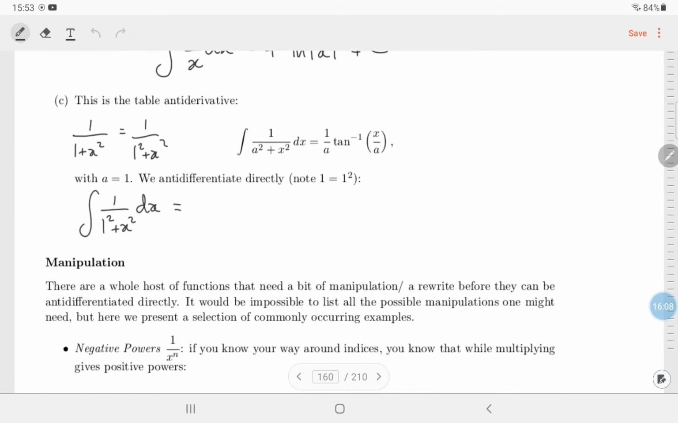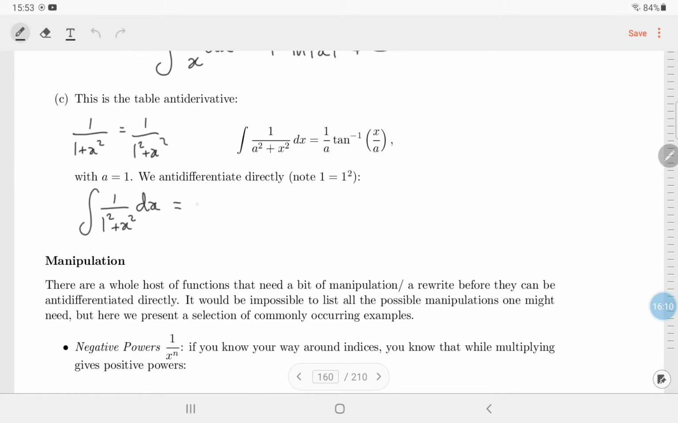Okay, so here we're going to use the formula that's just up there. So this is 1 over 1 inverse tan x over 1. And we can tidy that up. 1 over 1 is just equal to 1. 1 by inverse tan is just inverse tan. And x over 1 is just x. And of course, plus c. So they're all from the tables.